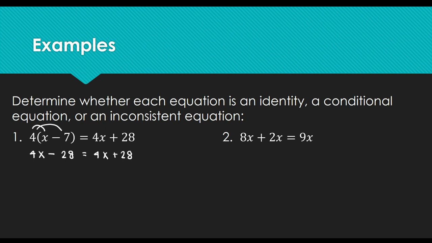Now, depending on how you wanted to start combining like terms, if I wanted to combine the x's together, I could move that 4x over by subtracting. And notice then the x's go away and I get that negative 28 equals positive 28. So notice that what I have is a false statement. I cannot have negative 28 equaling positive 28. And so because that's not true, then we have an inconsistent equation.